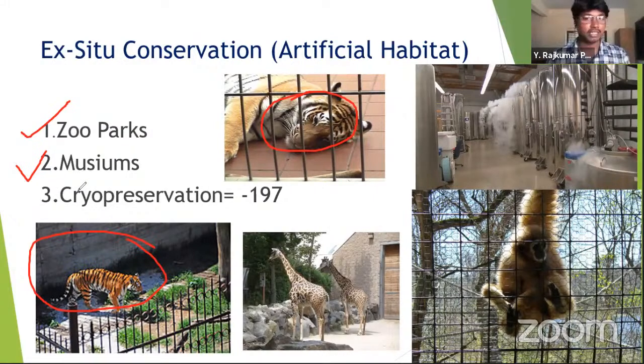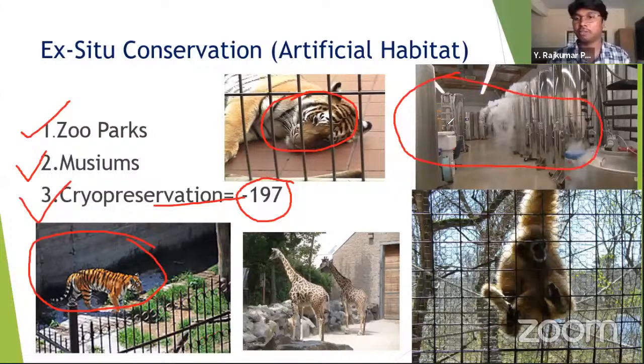It is our moral responsibility to create an artificial environment for them for protection, isn't it? The next is cryopreservation, which means protecting plant seeds or animal ova under minus 197 degrees Celsius. At that temperature, in the laboratory, we protect sperms of some endangered animals and seeds of endangered plants. Here we can see the laboratory where cryopreservation occurs.